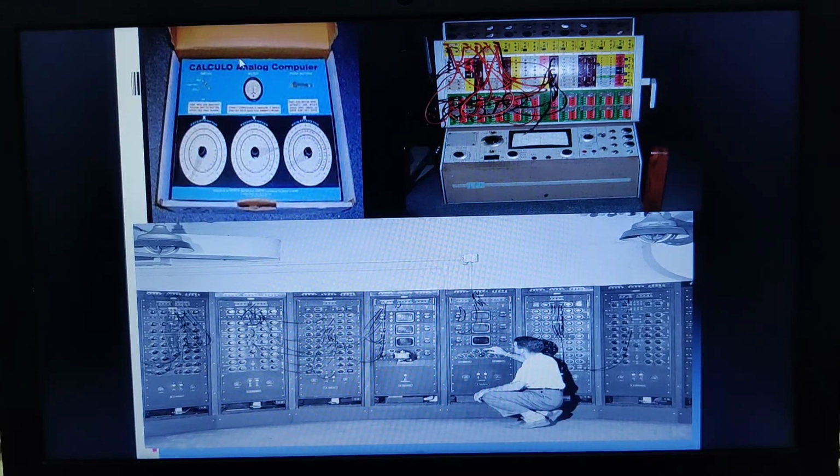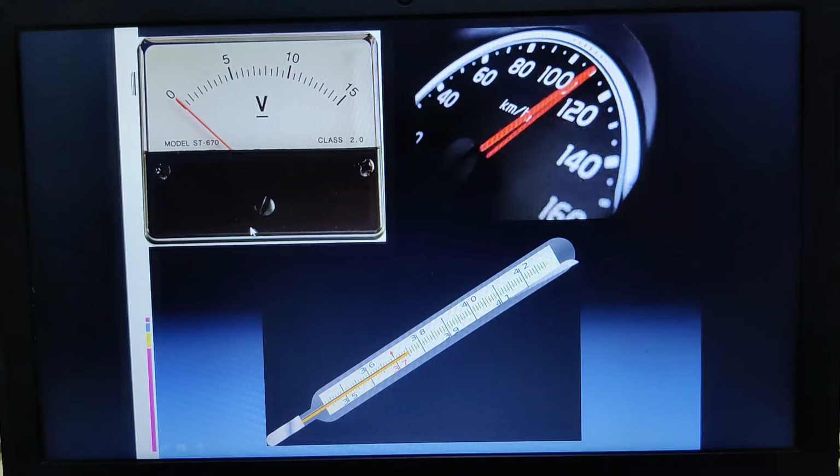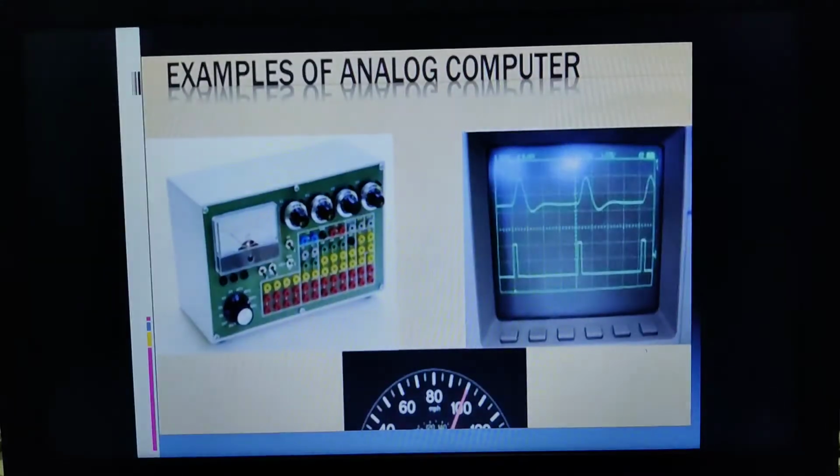You can see here, this is an analog computer which is measuring voltage. See here, this is a voltmeter, an analog computer system which is measuring a physical quantity such as voltage. This is the speedometer, which is measuring a physical quantity such as speed. And this is a thermometer, which is measuring a physical quantity such as temperature. So the devices that monitor such physical quantities, I can refer to as analog computers. Usually the examples for analog computers would be the voltmeter, speedometer and thermometer.